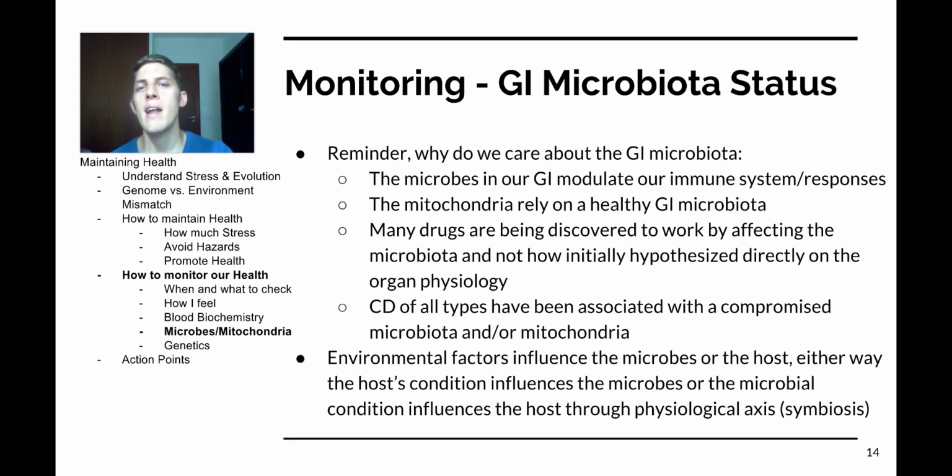So the GI microbiota is another layer that we can monitor. We understand the symbiosis with the microbes in our gastrointestinal tract plays a central role in our overall health. In particular, we now understand that the microbes in our GI modulate our immune system. We understand that mitochondria rely on healthy GI microbiota. We are discovering that many drugs work by affecting the microbiota and not, as initially hypothesized, directly on their organ physiology. We are finding associations between chronic diseases and compromised microbiota and/or mitochondria.